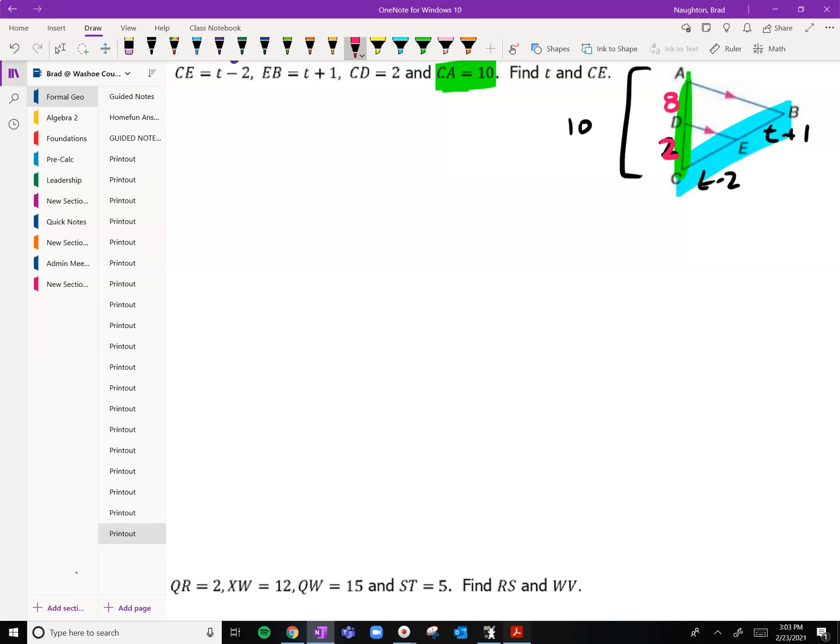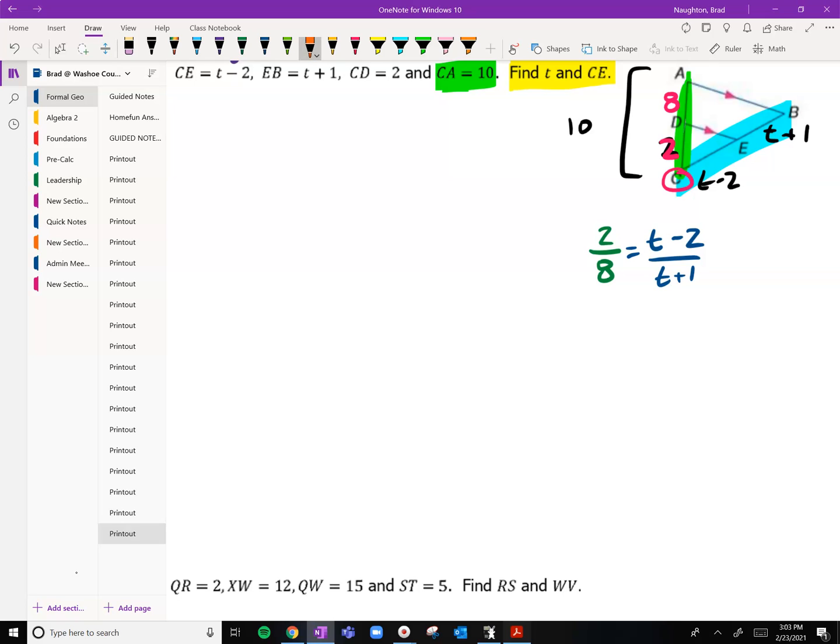Again, we're going to start with our shared angle here. And then again, read our directions, because I forgot that, and make sure you solve for t and plug it back in. So on the green side, I'm going to get 2 is to 8. And then on the other side, I'm going to get t minus 2. Let's do that in blue since that's what it is. So t minus 2 and t plus 1.